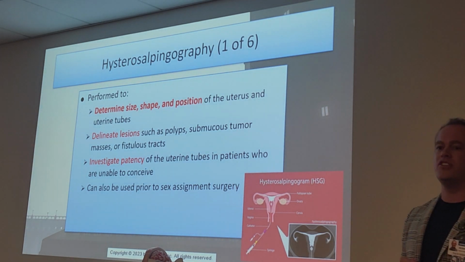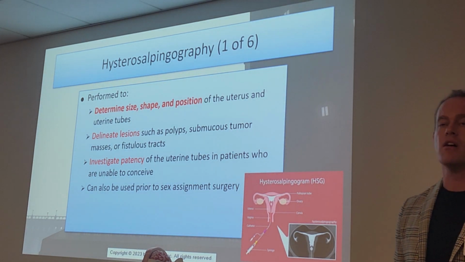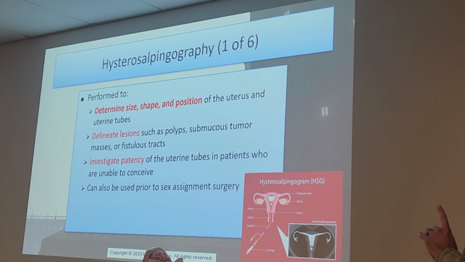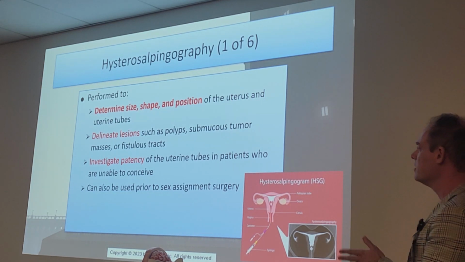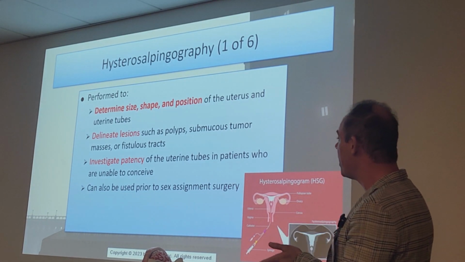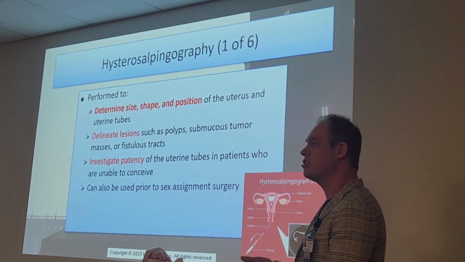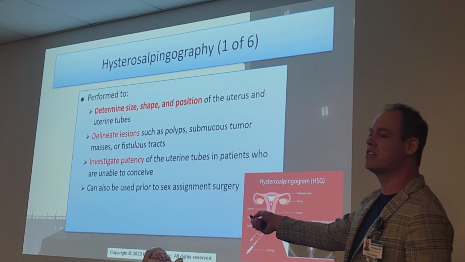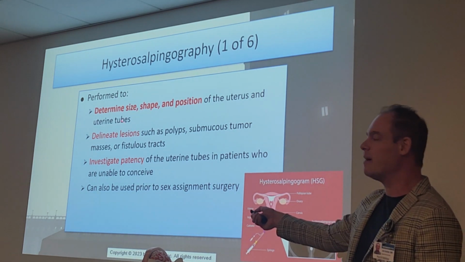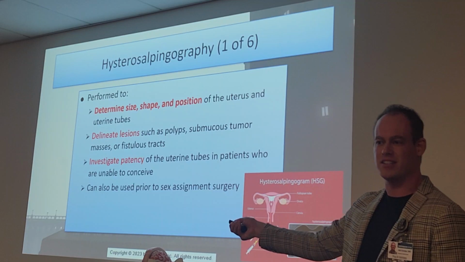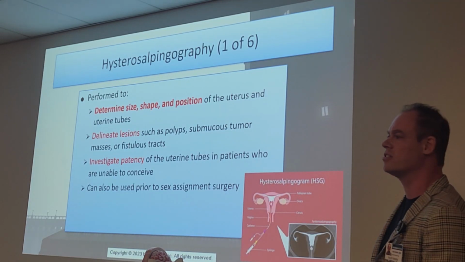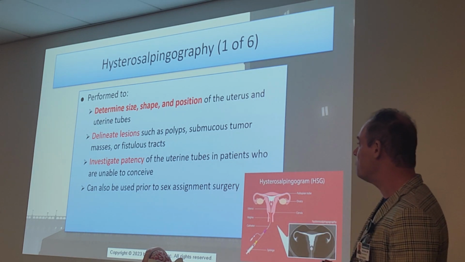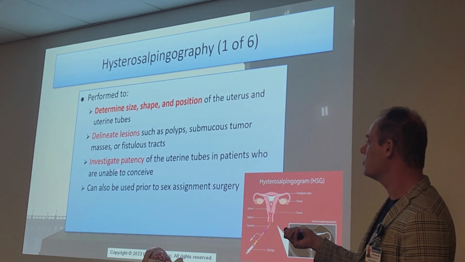Okay, so HSGs, guys. Main reason we're going to do these, three main reasons. And I'm going to add a fourth one there. Determine the size, shape, and position of the uterus and the uterine tubes. Delineate lesions, because there can be polyps and tumor masses or fistula tracts in the uterus. Very scary there, fistulas, because what would happen is the uterus will get connected to the large intestine and fecal material can pass into the uterus. Very dangerous condition there.